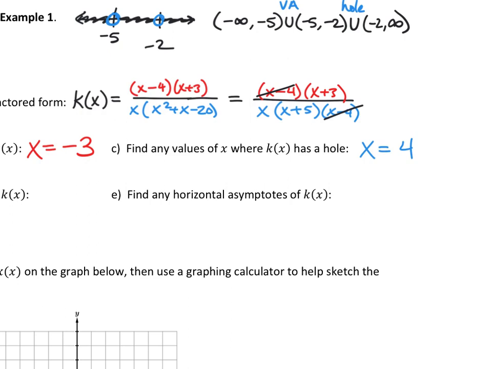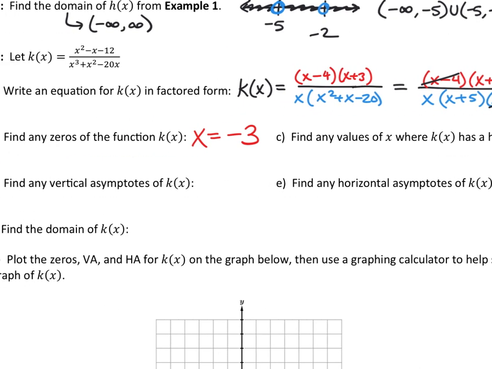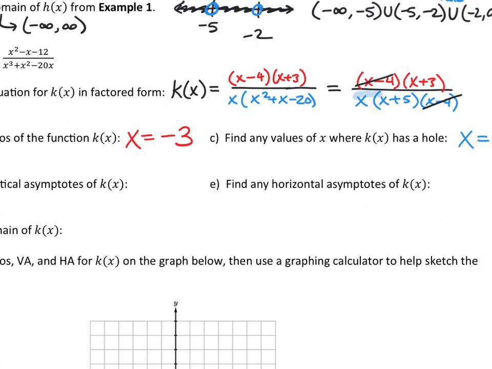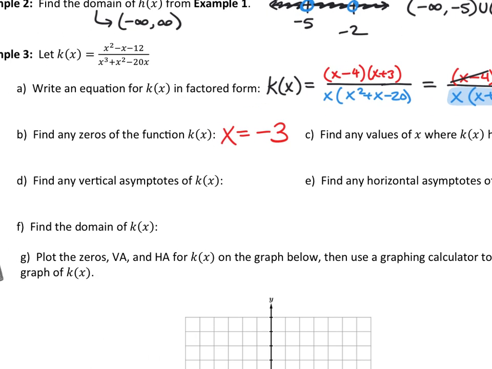Additionally, we still have vertical asymptotes at 2 places because after canceling, there's still 2 factors in my denominator that we can set equal to 0, which means my vertical asymptotes for this graph are going to appear at -5 and at 0.